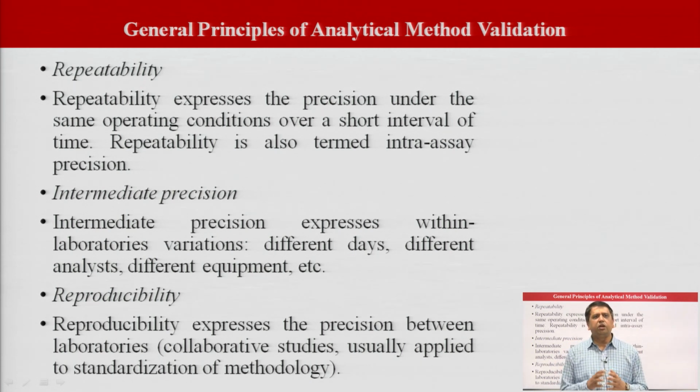Then the next level is reproducibility. Reproducibility expresses the precision between laboratories, that is, collaborative studies usually applied to standardization of the methodology. So, in this case, we are changing the laboratories. If you have changed the laboratory, then the analysts, the days and timings, and the environment are all changed, but even in this case, if the analytical method is producing the same result, that means your method is reproducible at any laboratory. So, these are all the different levels of precision.